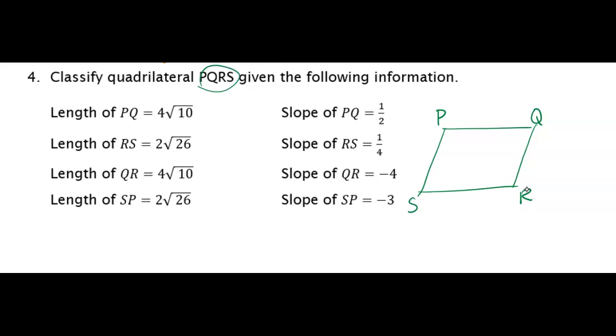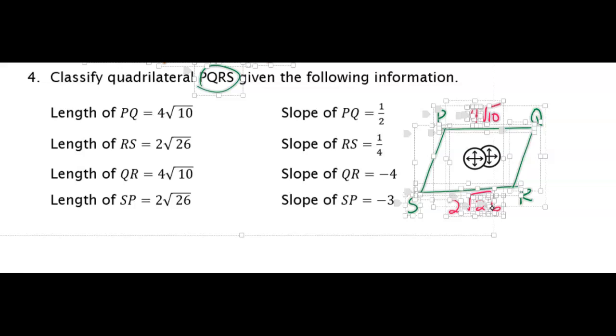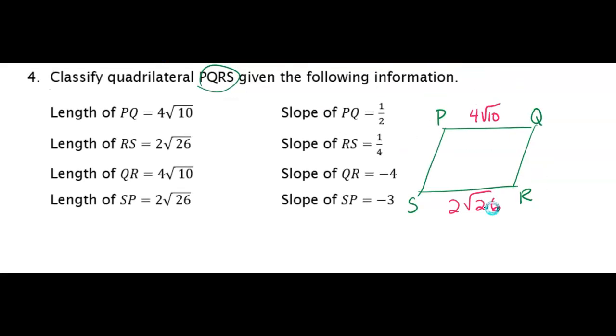And then I'm going to label my sides. So my first side is PQ, and that is 4 square root 10. My next side is RS, which is the bottom, and that is 2 square root 26. So it's extremely important to put your labels on there, because if you hadn't noticed that PQ and RS aren't actually consecutive sides, you might have thought that you're looking at different sides than you actually are. QR is 4 square root 10, and SP is 2 square root 26.